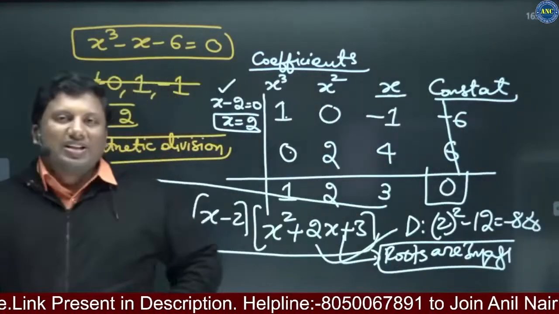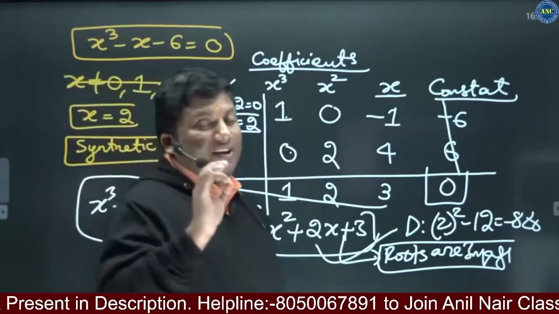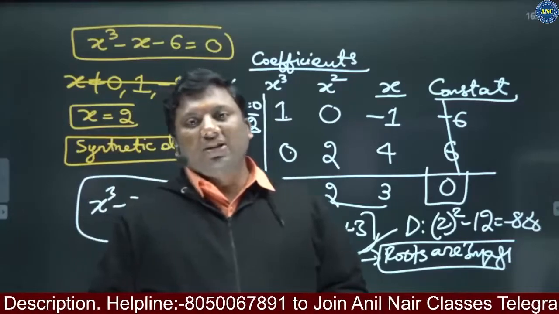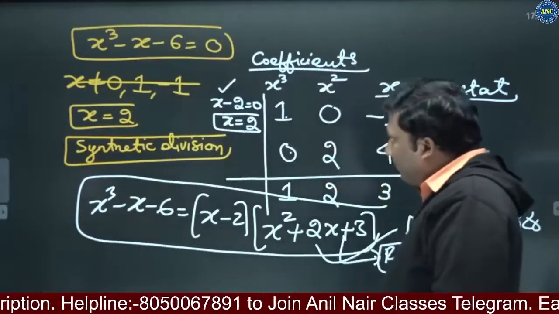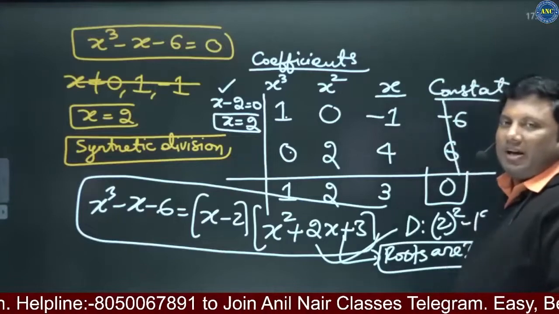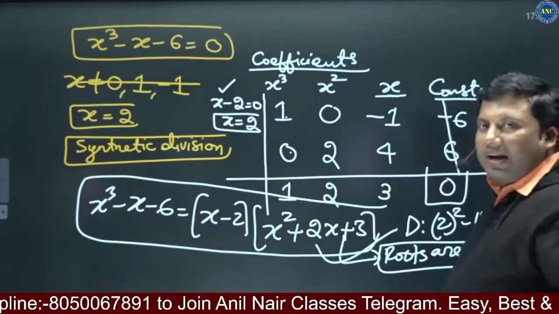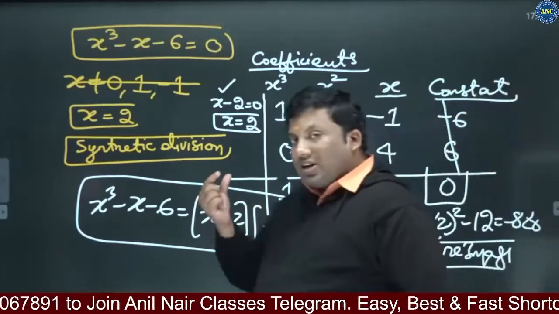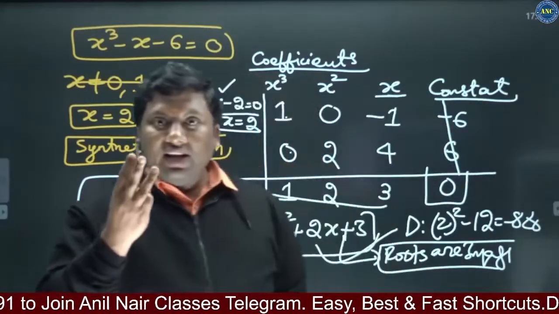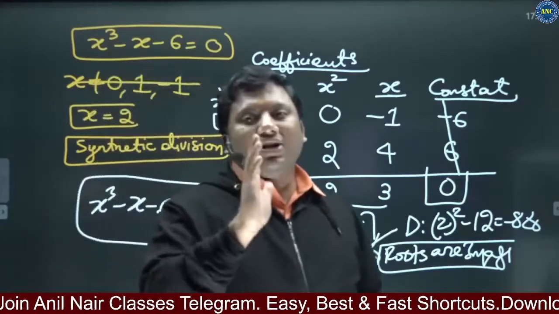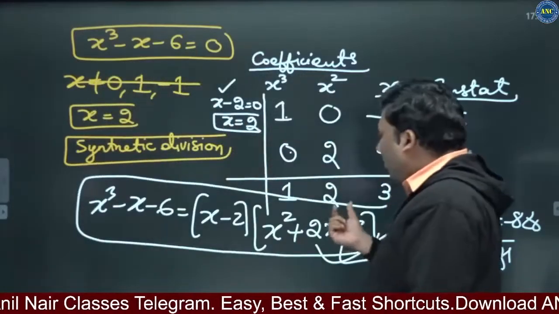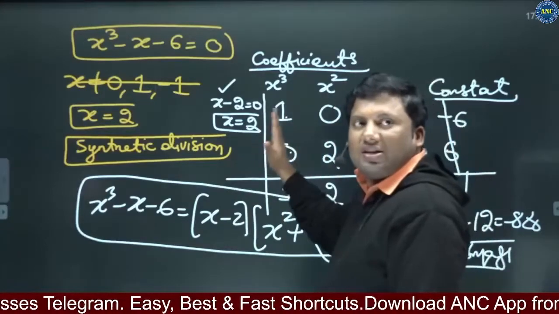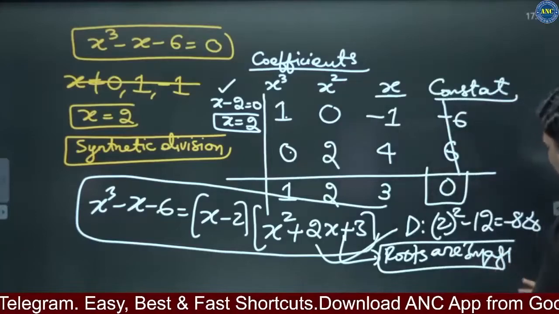I hope the logic is very clear. In the previous session, we discussed keeping x equivalent to a plus b. That is one logic. I hope the idea is very clear to you. This is a cubic equation. A cubic equation will have either all three real roots, or 2 imaginary and 1 real. Here we got 2 imaginary and 1 real. I hope synthetic division is very clear to you. Idea clear? Next one.